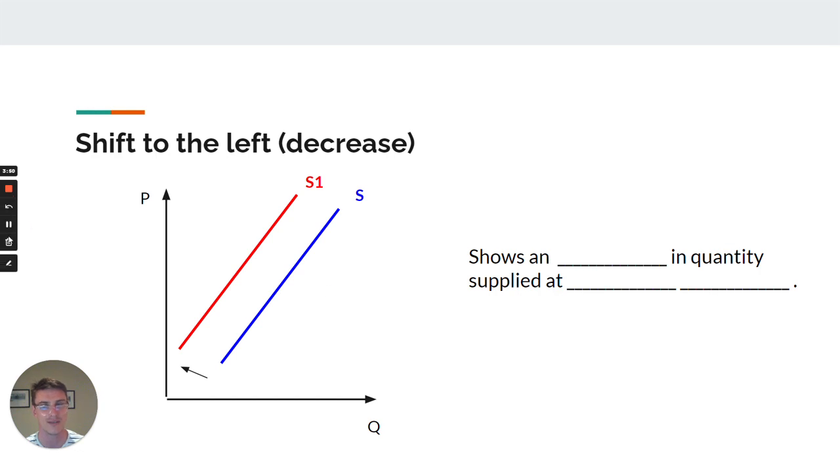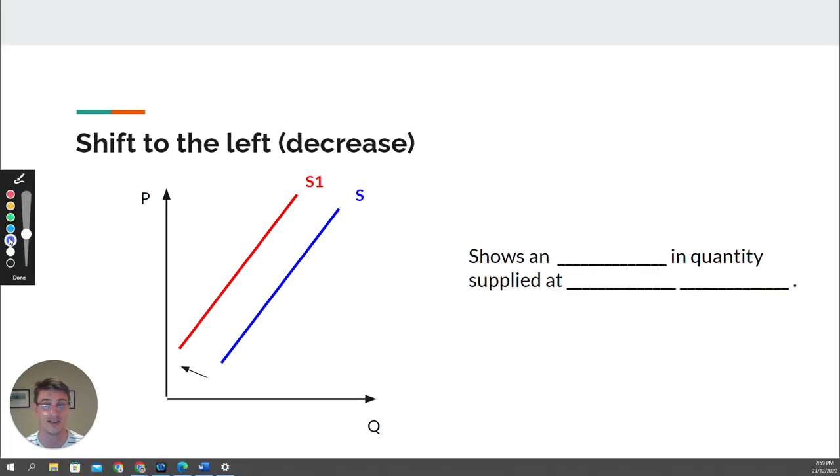Now, if we look at the other side, it's going to be the opposite. If there's a shift to the left, we call that a decrease. And that's because it shows a decrease in quantity supplied at each price. So if I looked at each price and I said, how much quantity would you like to supply, and surveyed businesses, after some change like this, there is going to be a decrease at each price in the quantity supplied. Shift to the left.